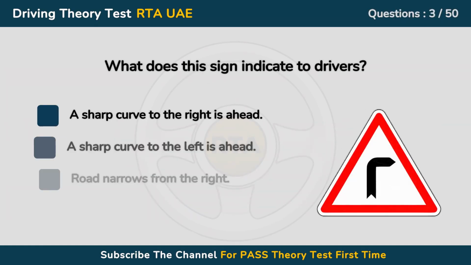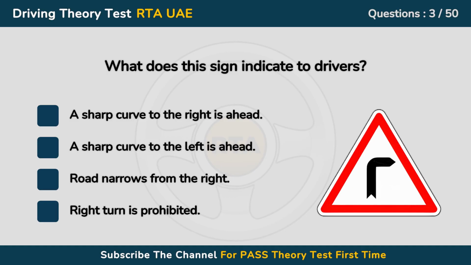Question 3. What does this sign indicate to drivers? A. A sharp curve to the right is ahead. B. A sharp curve to the left is ahead. C. Road narrows from the right. D. Right turn is prohibited.